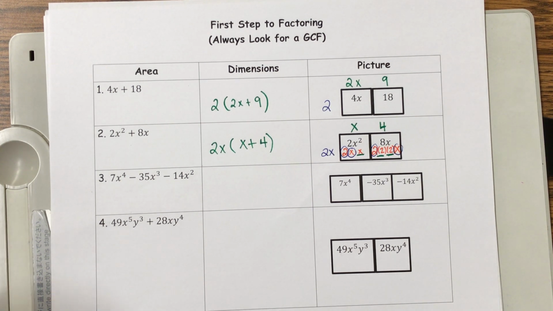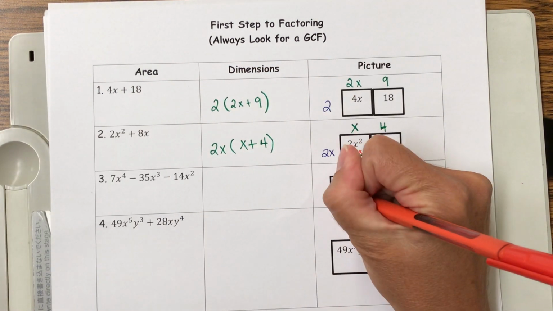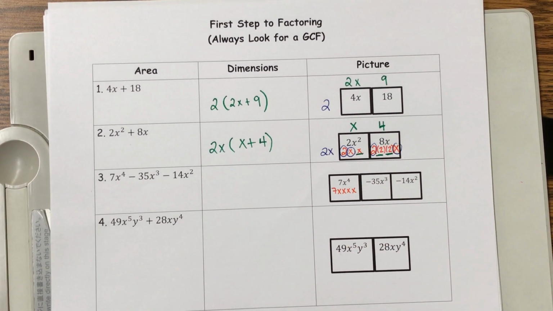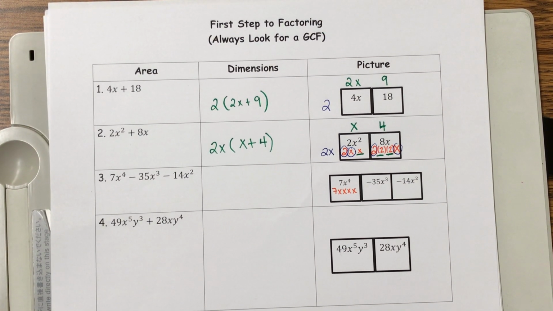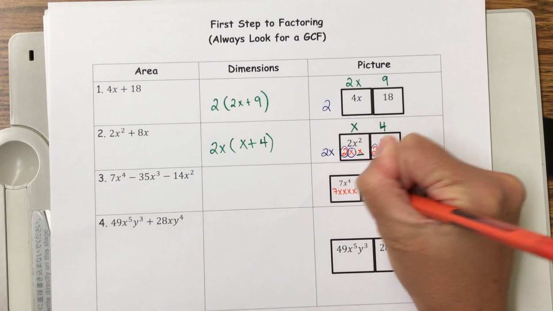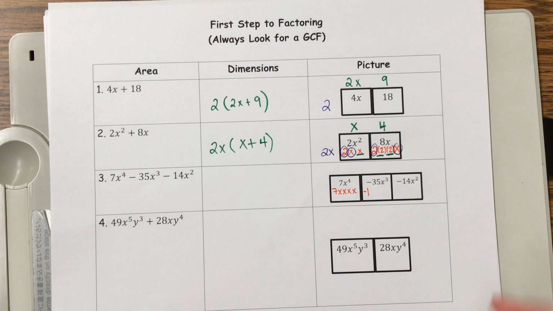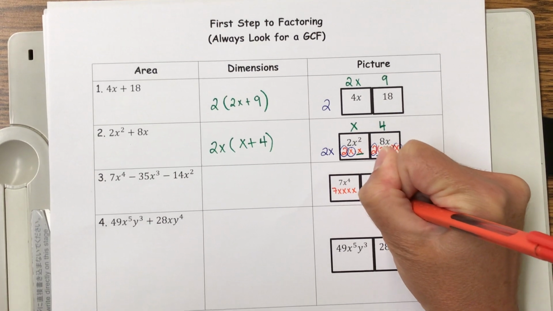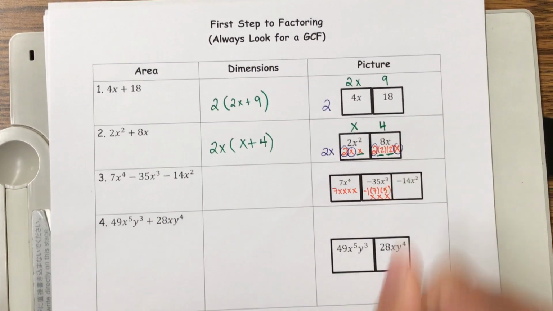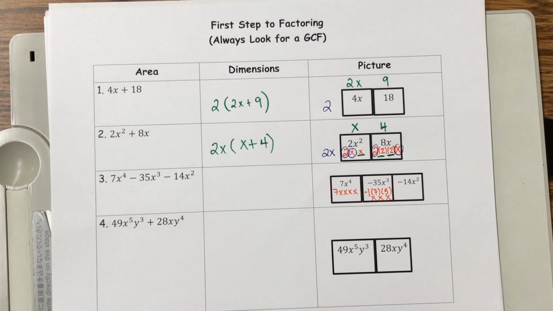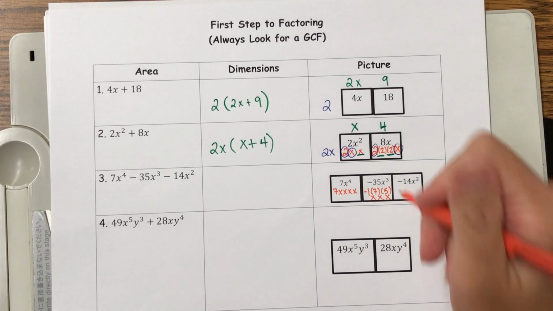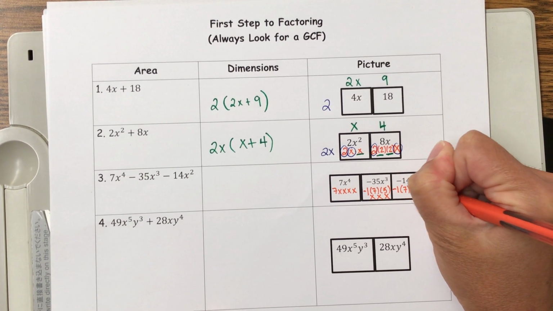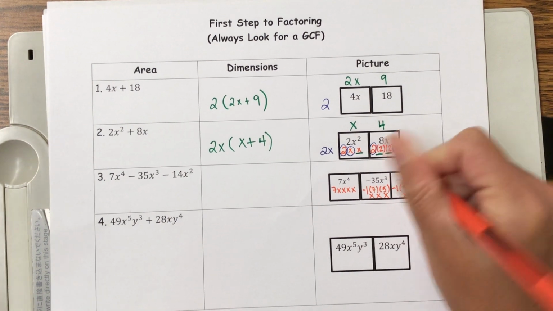So 7x to the 4th breaks down, and you have a 7, and then 1, 2, 3, 4 x's. Negative 35x to the 3rd has a negative 1. 35 is 7 times 5. Those are both prime numbers. Can't break them down anymore. And then I have the 1, 2, 3 x's, so x to the 3rd. What about negative 14? Negative 14, well, of course, there's the negative 1. Then 14 is 7 times 2. And then I have the x and the x.